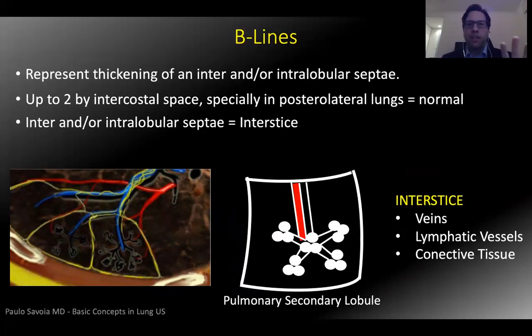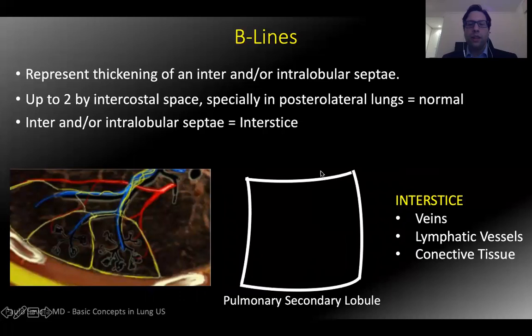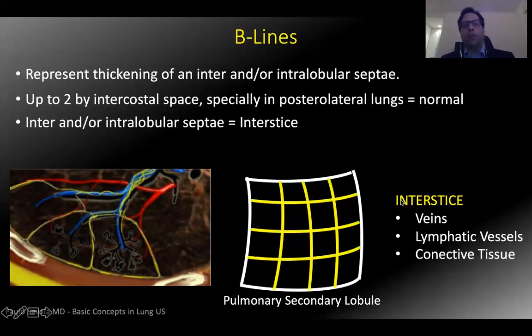But let's forget about the central lobular structures. Let's focus on the periphery of the secondary pulmonary lobule. We have the septum. These are interlobular septa. Each secondary pulmonary lobule is limited by interlobular septum. And we also have the intralobular septum, which is a net of septa inside the secondary pulmonary lobule. But what is in these septa? We have basically interstitium, and in the interstitium we have three things: veins, lymphatic vessels, and connective tissue.